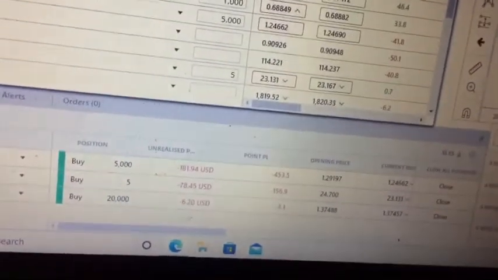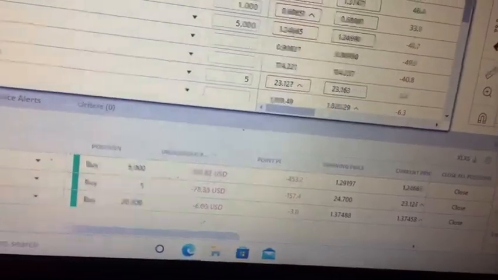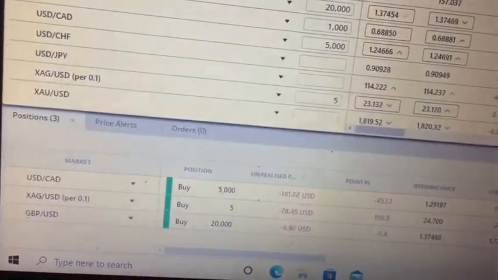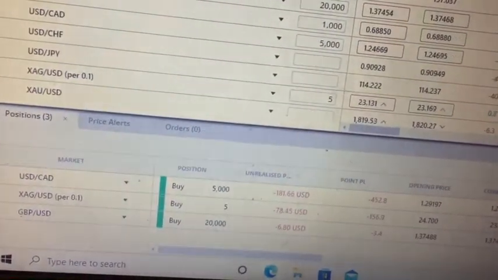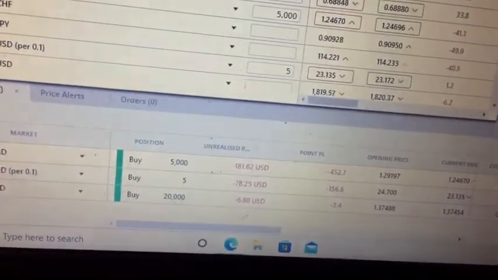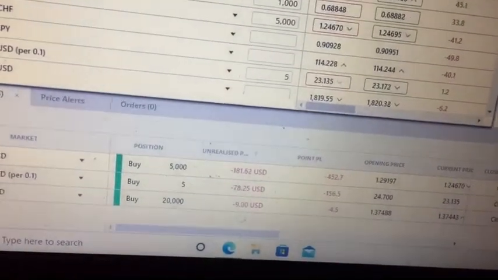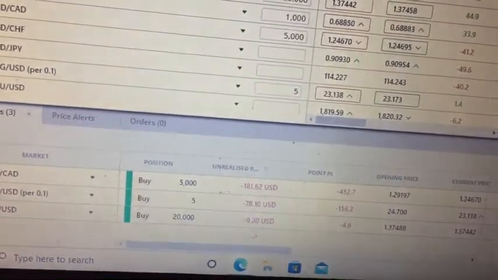And I'm still getting rid of the silver XAG denominated in USD. I have five lots of that. I'm still getting rid of that. But let me just show you. Also, I want to show you.